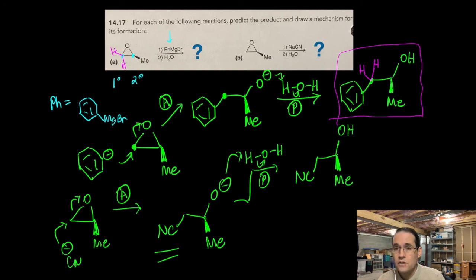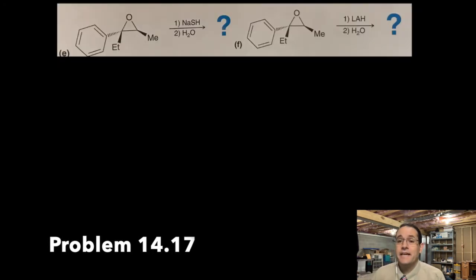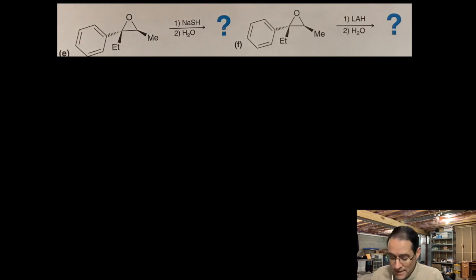There's an alcohol over here, and there's a stereogenic center. There's a methyl group here. Okay? So this is how you think through these problems. Let's continue onwards. Problem 17, E and F is something I would like to demonstrate now.